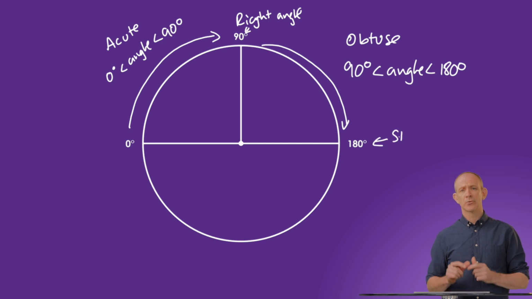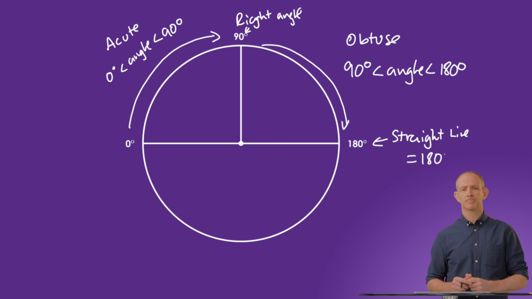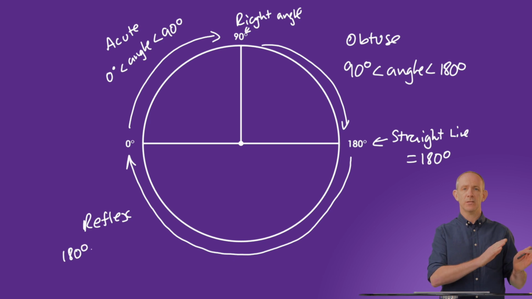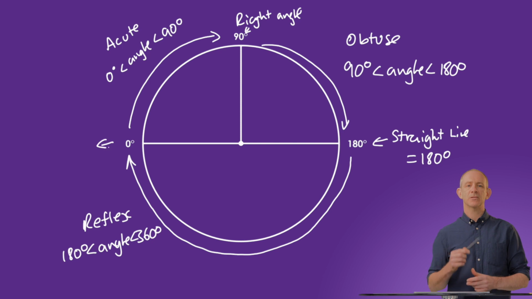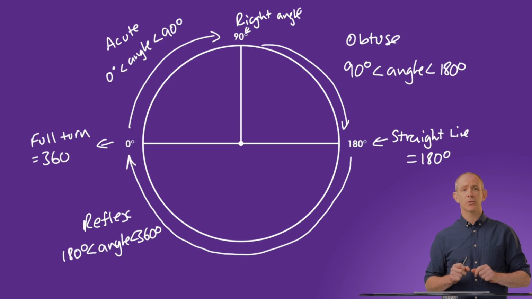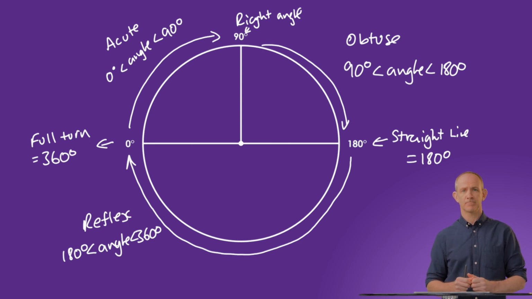180 degrees is called a straight line, and we use this quite often when solving equations. From 180, right the way round, almost back to 0 again, up to but not including 360 degrees, will be called a reflex angle. So we get to 360 degrees, which is called a full turn. This is sometimes referred to as angles around a point, which always equals 360 degrees. Next, we'll use some of these reasons to look at how we'd answer questions in an exam.